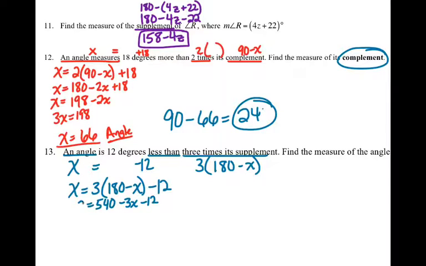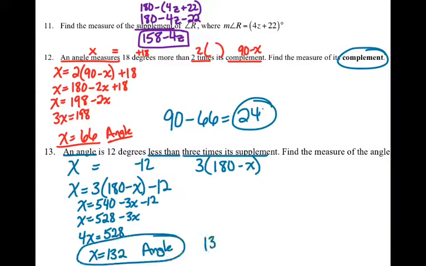Distribute the 3. Put your like terms together. Add 3x to both sides, then divide by 4. So your angle is 132 degrees. And that's actually all that it asks for here, to find the measure of the angle. So it's just 132.